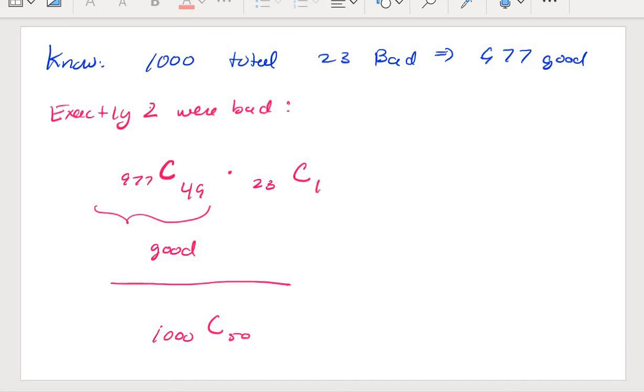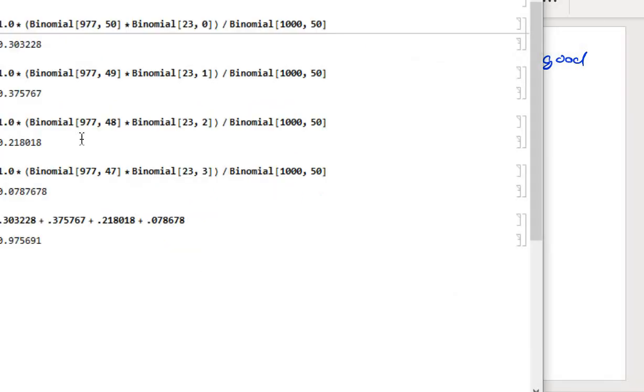Then if I want exactly 2 are bad, that means that out of the 50, I would change these numbers. So it's 23 choose 1 and 977 choose 49. And the denominator would stay the same because my sample space is still the number of samples I have, 1,000 choose 50. And so I go in here and I can see that's what I would get if I do this one.